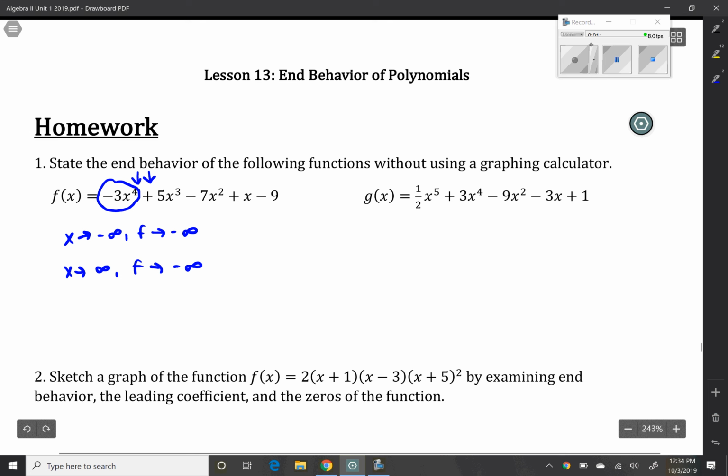For the second one, g of x, again we're just looking at the first term. Since this is an odd degree polynomial, the function is going to begin and end in opposite directions. And since it's positive, it's going to start down and end up. So we're going to say as the x values decrease, the function values decrease. As the x values increase, the function values increase.